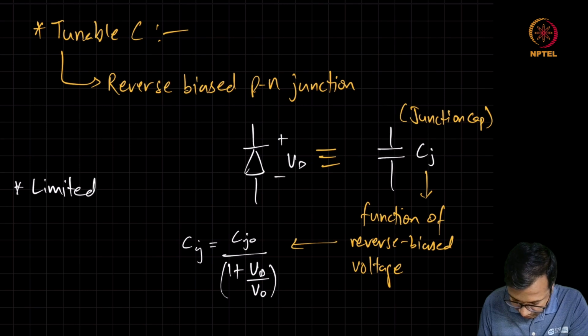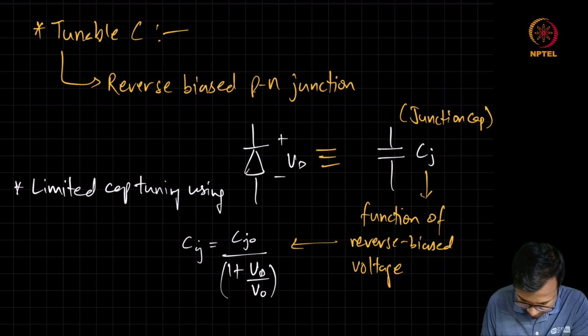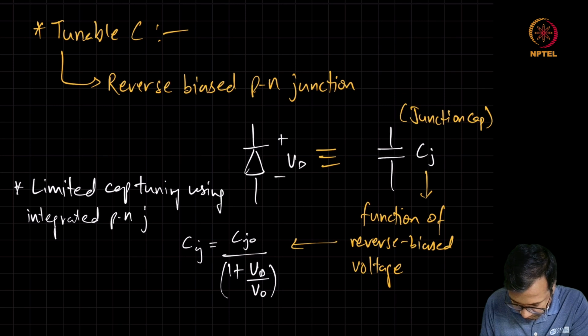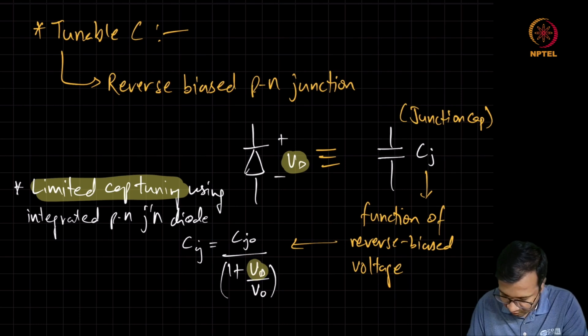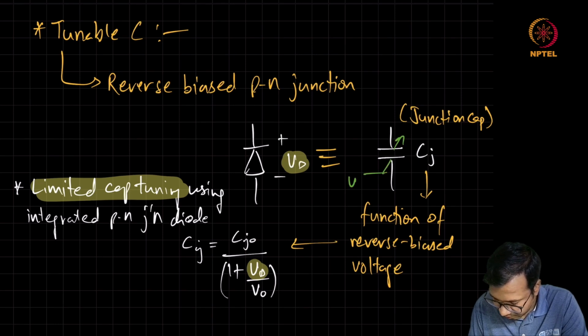Limited cap tuning using integrated PN junction diode. This is the VT. And show that this CJ is tunable by VT.